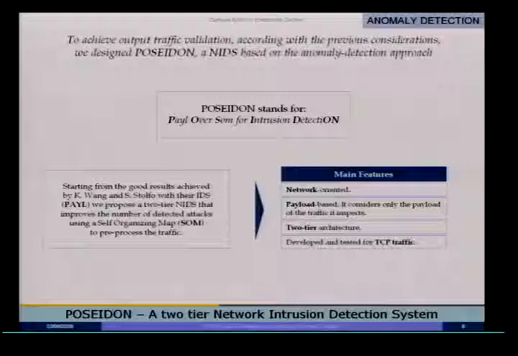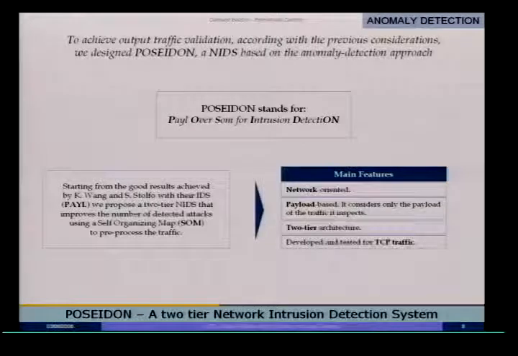More likely to be found on the payload and not on the header. There will not be header misuse on the communication. The most famous anomaly detection system based on the payload analysis is PAYL, that was developed by Salvatore Stolfo and his research group.